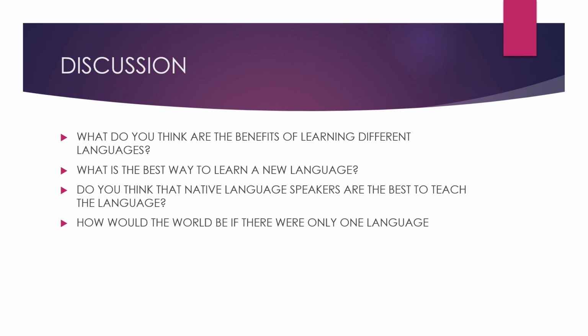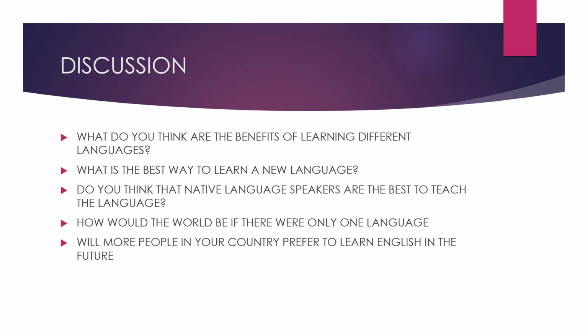How would the world be if there were only one language? So you have to say, if there was only one language, then there would not be any differentiation. As if there is only one colored flower, will it look good? No. In the same way, if there is only one language, then the world will not look good, because everywhere the common language is being spoken. There is no diversity. So, it would not be much interesting. So, you can talk about that.